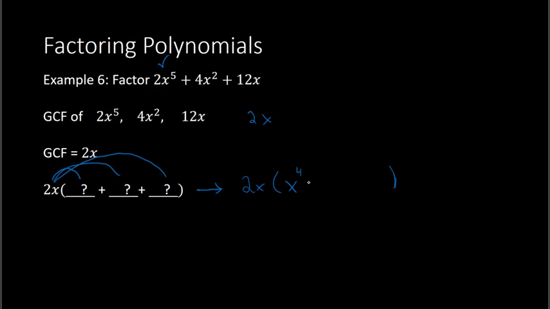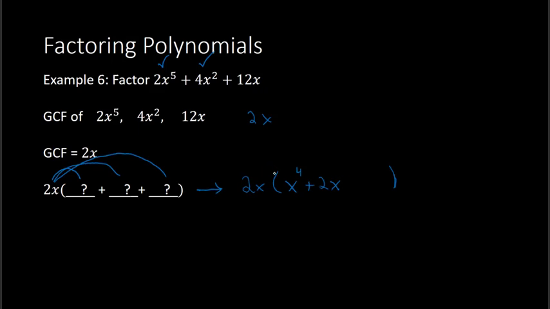Second term, 2x times what gives me 4x squared? Well, 2 times 2 is 4. And then x times x would give me x squared. So I can double check 2x times 2x, that would be 4x squared. So the middle term is good.